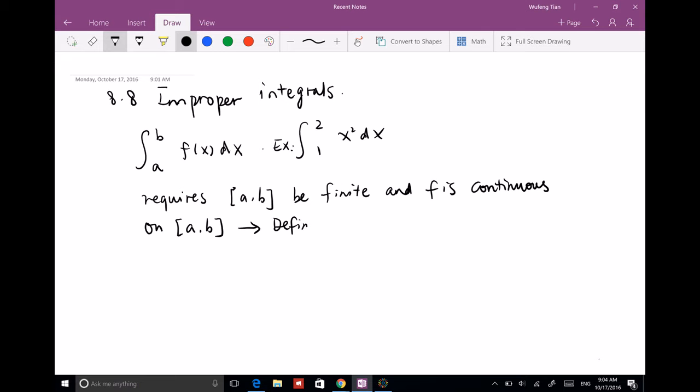So basically, you can find it exactly. You take the antiderivative, plug in the upper boundary and lower boundary, subtract those two, and you get your final answer. This is how we do the definite integral. Next, if either one or both of the limits of integration are infinite, or f has a finite number of infinite discontinuous points, this is called an improper integral. So what is an improper integral?